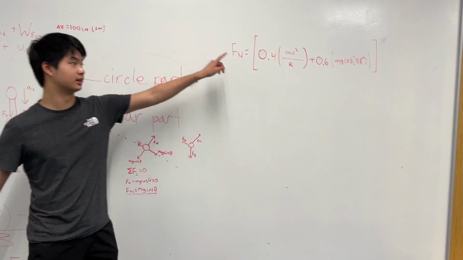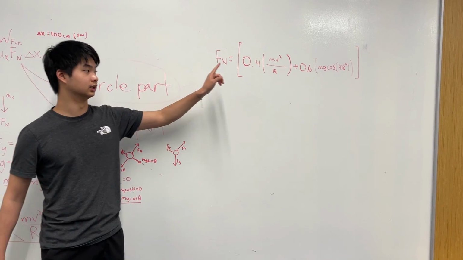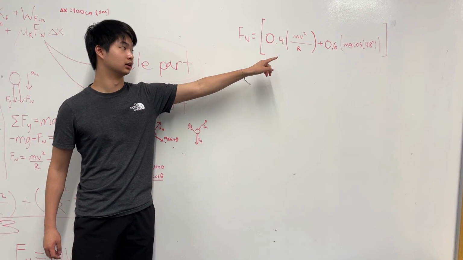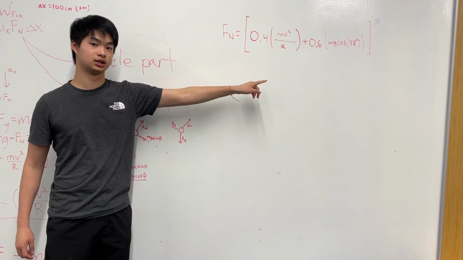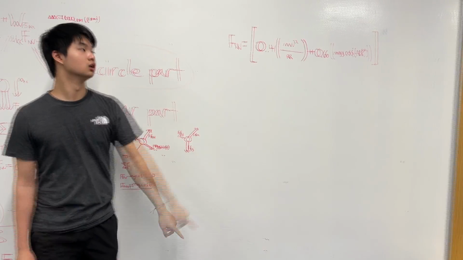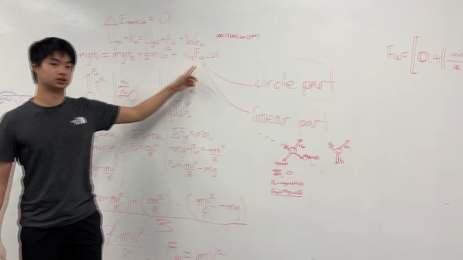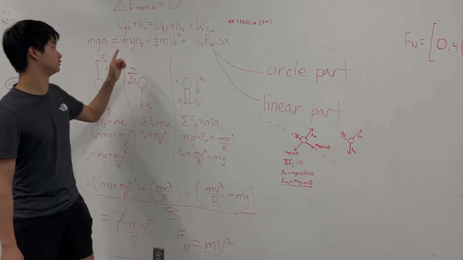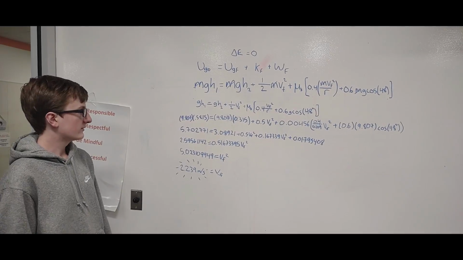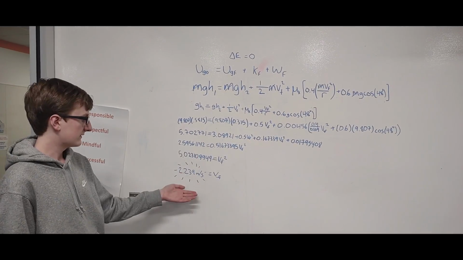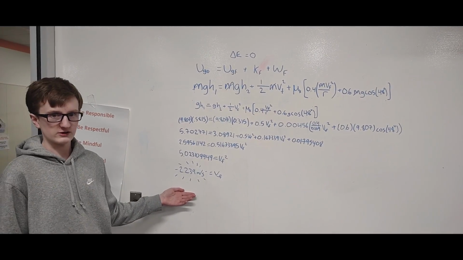And so we multiplied that by 0.4, and we know that the linear Fn is mg cosine theta, so this is why we multiply by 0.6, which would give us the total Fn, which we would put into this equation in order to find Vf. After plugging in our numbers and isolating Vf, we found that Vf equals 2.239 meters per second.